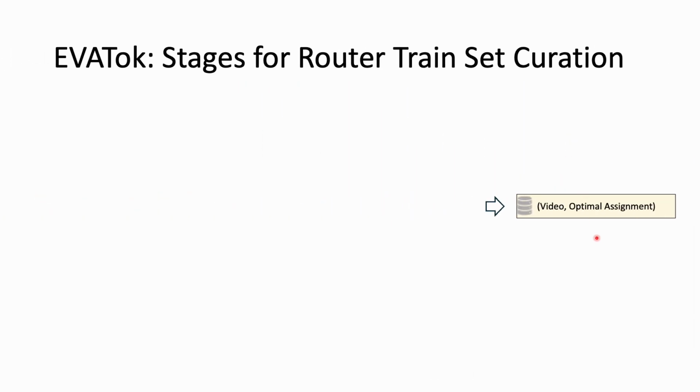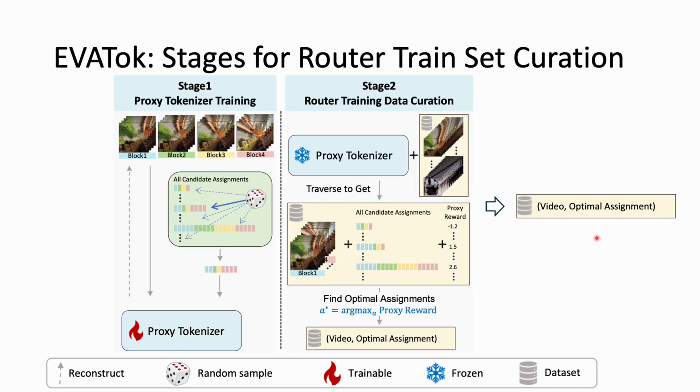As for how to curate this router training dataset, we have 2 stages for it. In the first stage, we train a proxy tokenizer. A proxy tokenizer is a tokenizer that can compress any video according to any given assignment from a candidate assignment set. So there are input videos, and we randomly choose an assignment from the candidate set and reconstruct the video according to the random assignment. And that's its training process. This proxy tokenizer will be used for the reward calculation in stage 2.